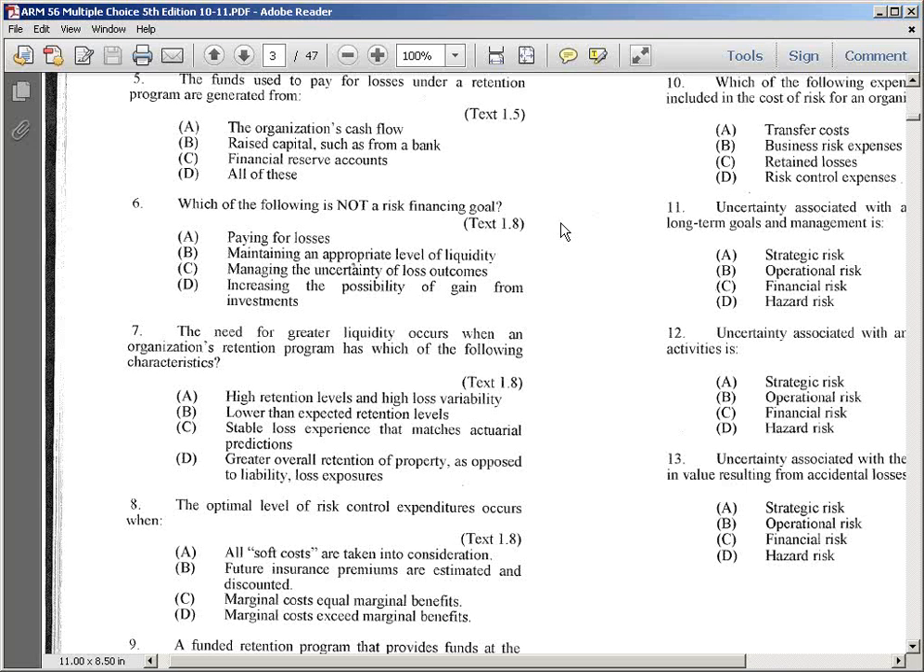For question number 6, the answer is D. If you think about risk financing goals, we want to pay for losses. Appropriate level of liquidity is one of the things we talked about: it helps you keep your money to use for other things, so you're liquid and not having to hold a high amount of reserves. It also manages the uncertainty of loss outcomes. Increasing the possibility of gain from investments is a speculative risk, and that's not the purpose of risk financing.